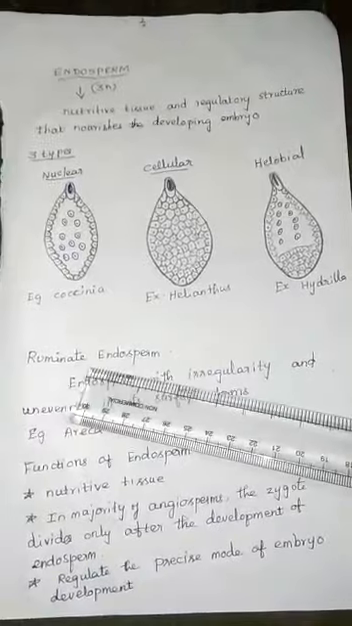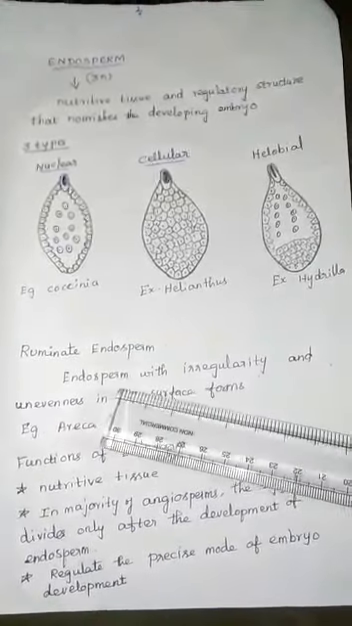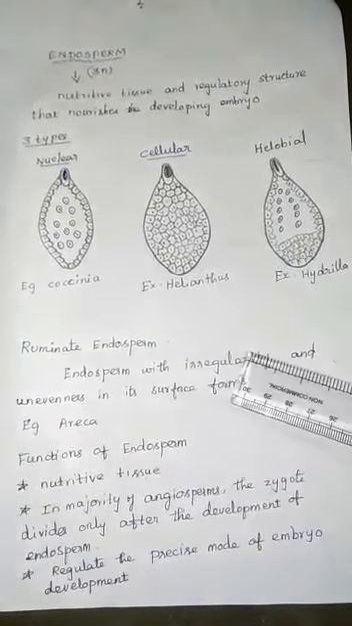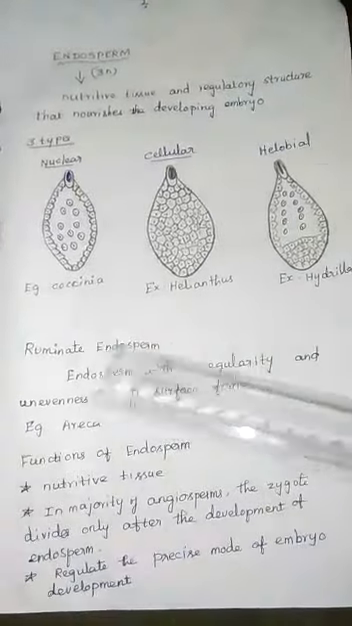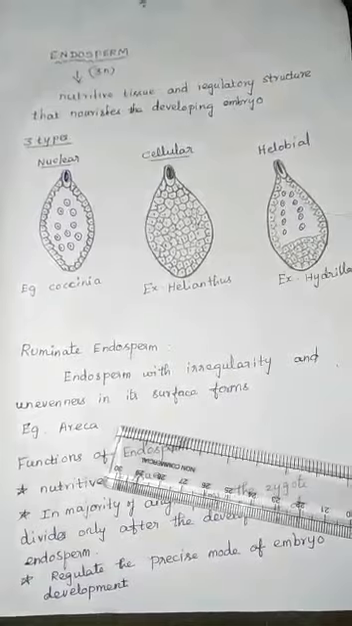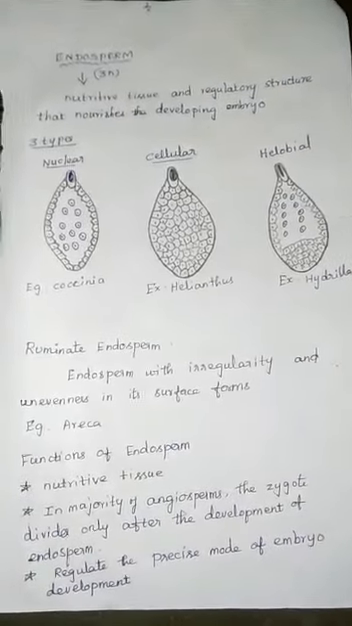Then in some plants, the endosperm has irregularity and unevenness. That type is called ruminate endosperm. So if the endosperm has irregularity and unevenness on its surface, that is called ruminate endosperm. Example, areca.